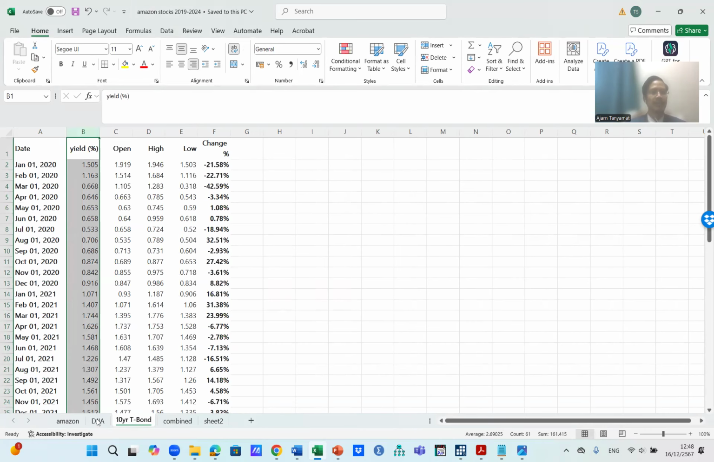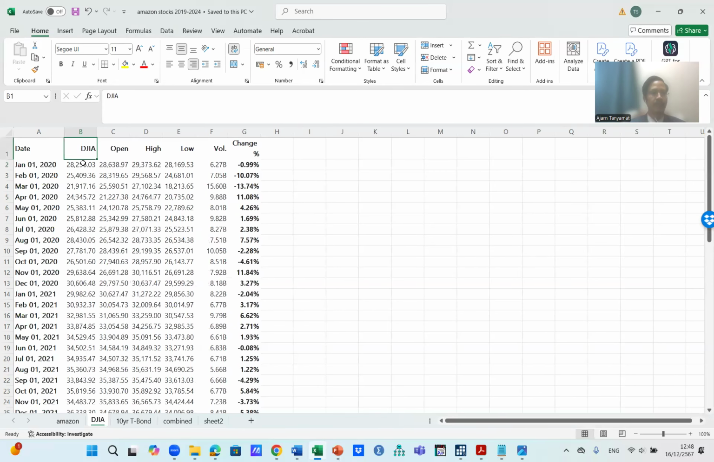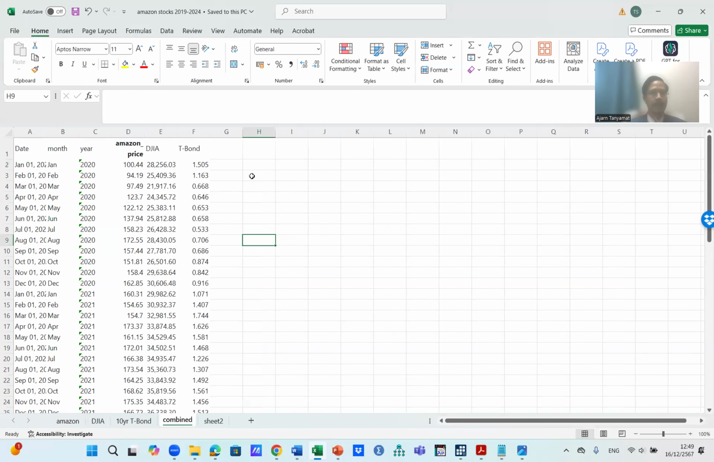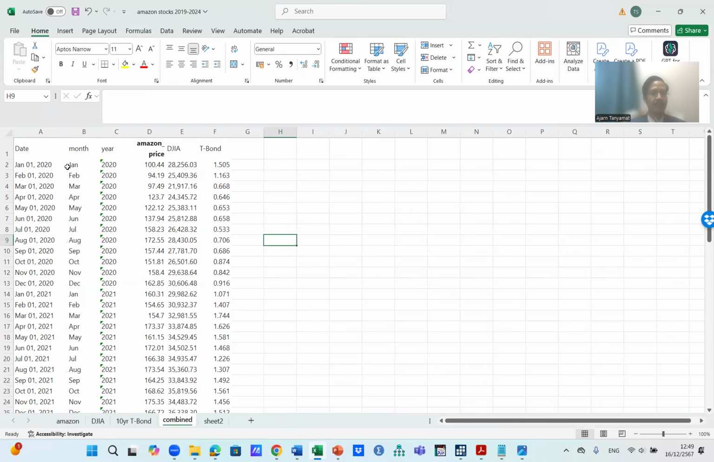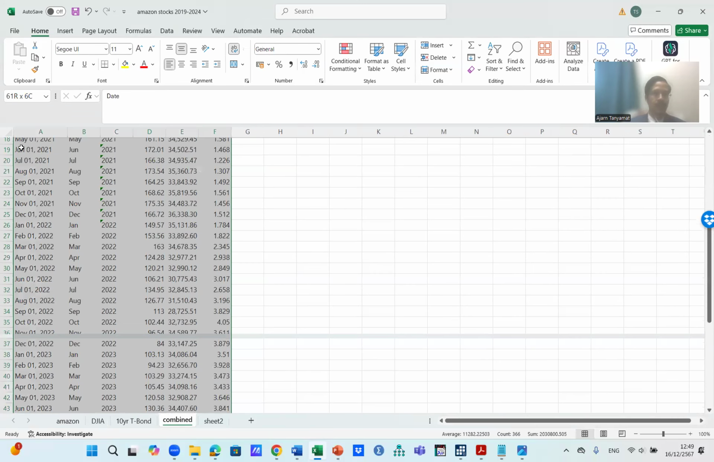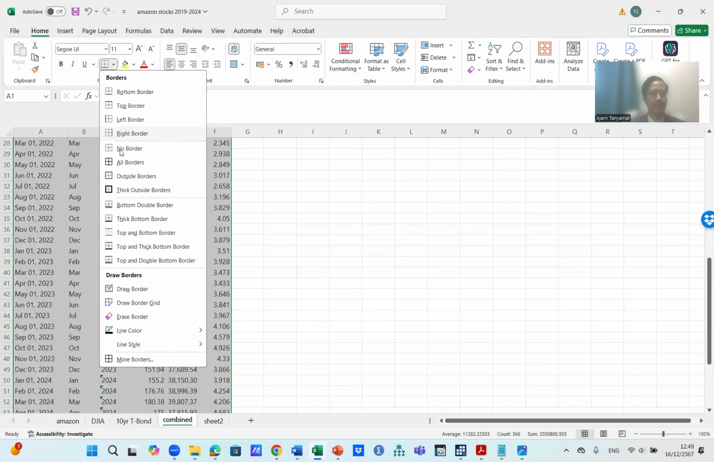Okay. So what I did was simply to copy the column for the outcome variable and paste them, making them into one data set. So copying and pasting, what I have is the date for my time series. I also did the month and year thing. And I also have Amazon price. Okay. I have DJIA, and then I have T-bond. Okay. So these are ready to be analyzed.